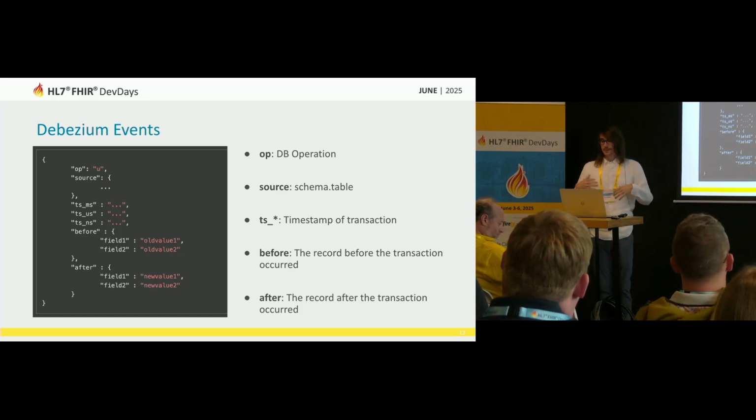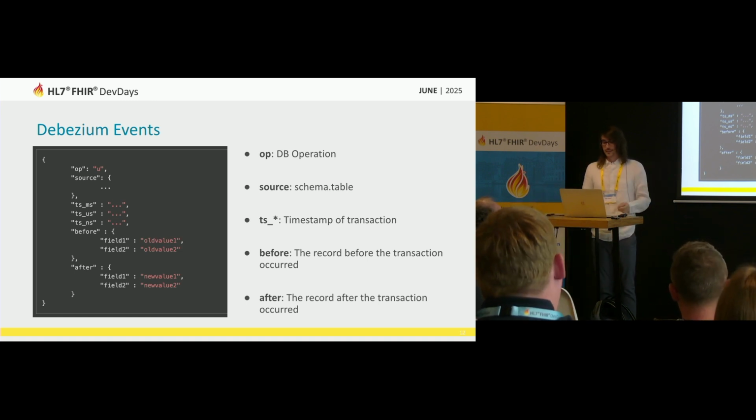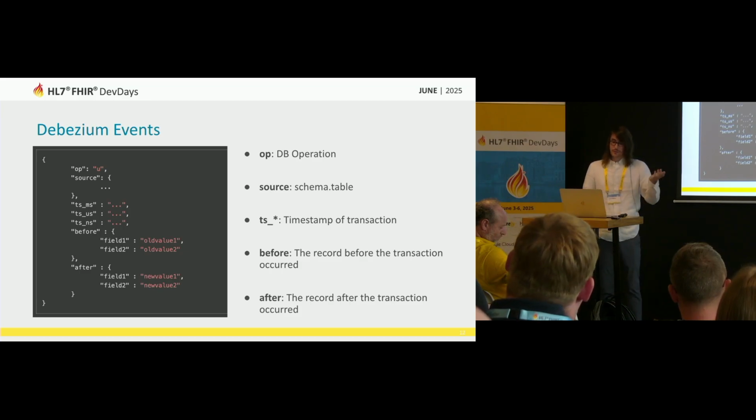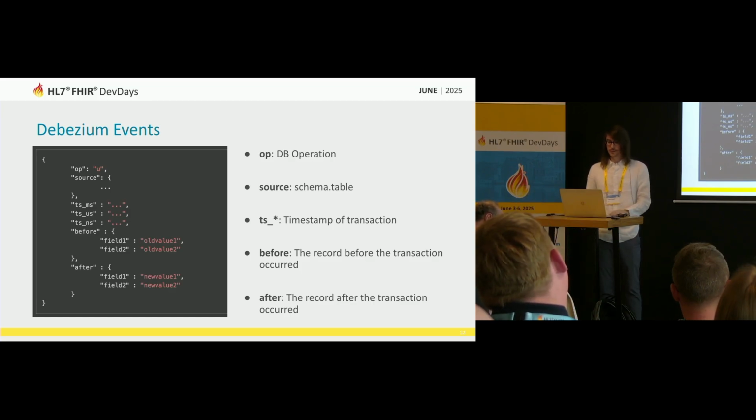A source is essentially which type of schema and table, if you have the public schema in Postgres, and which table it came from. And then you have a before and after as well as the timestamp. So if it's an update, you get a before and after. If it's a create, you only get the after, and a delete, you only get a before.